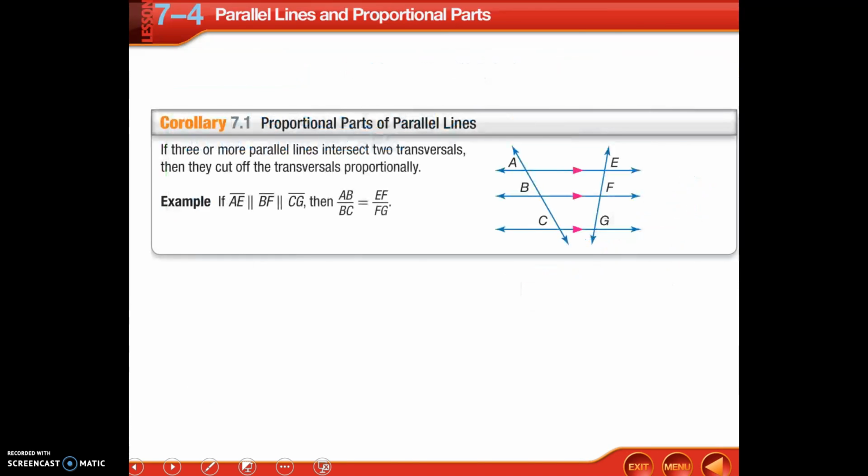And then we want to look at proportional parts. If we just have parallel lines and they're not a triangle, 3 or more parallel lines intersecting 2 transversals cut off the transversals proportionally. So notice these lines intersect this transversal and this transversal, and so these parts are proportional, AB to BC and EF to FG, because this distance is the same between them, so that makes those parts proportional.